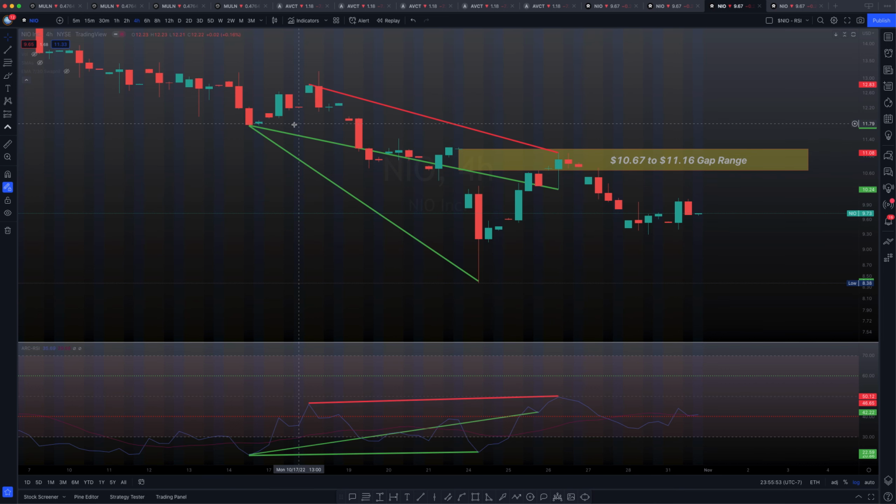So after calling these bullish divergences, we did get the move to the upside to attempt to cover this gap range, but we're still short about 6 cents of covering it. So that's another important thing to notice here, you guys. And since then, the price action did move towards the downside. Please notice right here that the RSI is barely suggesting an upside.